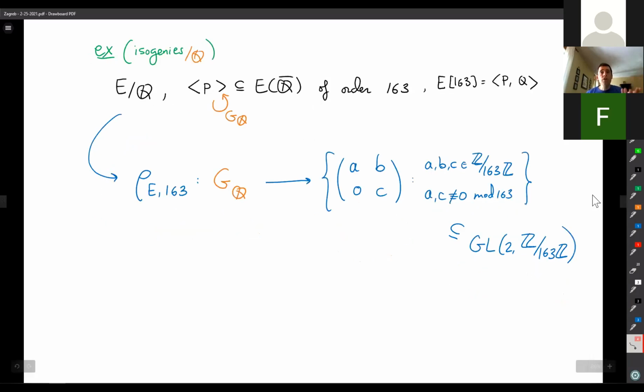What about isogenies over Q? Same deal. If you have, for example, an elliptic curve with a point P of order 163 such that the subgroup generated by P is Galois invariant, then you can pick a basis with P as the first coordinate vector. And what this tells you is that the Galois representation modulo 163 is of this shape. It's a Borel subgroup in GL2 of Z mod 163. And vice versa. If you know that your Galois representation looks like this, then your elliptic curve has an isogeny of degree 163. What about isogeny torsion graphs?